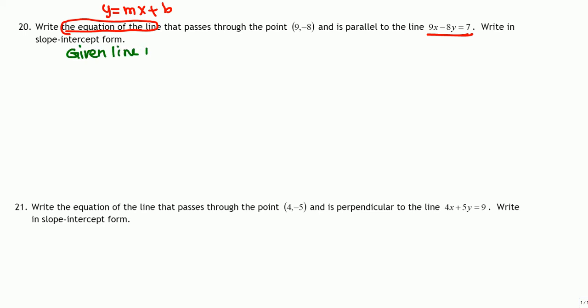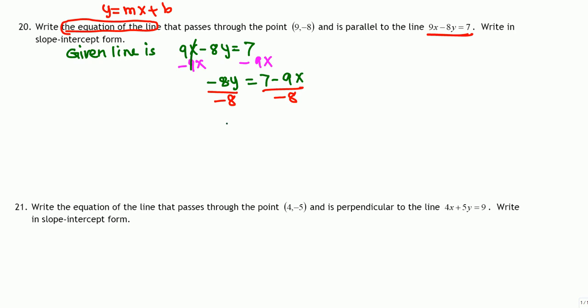The given line is 9x minus 8y equals 7. Now we want to find the slope of this line. Again, we put this in the form of y equals mx plus b. We solve this for y, then find the slope. To solve for y, let's move 9x to the other side. We want to isolate y. So negative 8y equals 7 minus 9x. To isolate y, since it's negative 8 times y, we divide by negative 8.